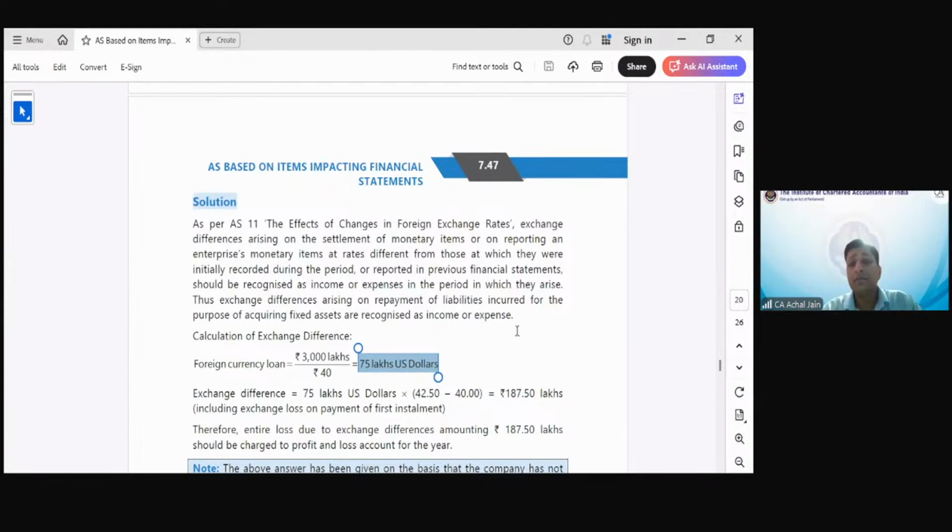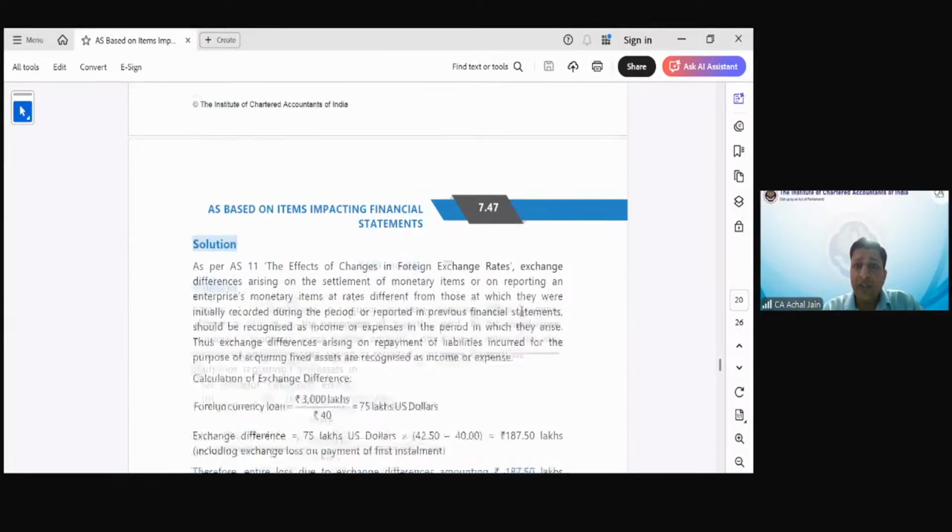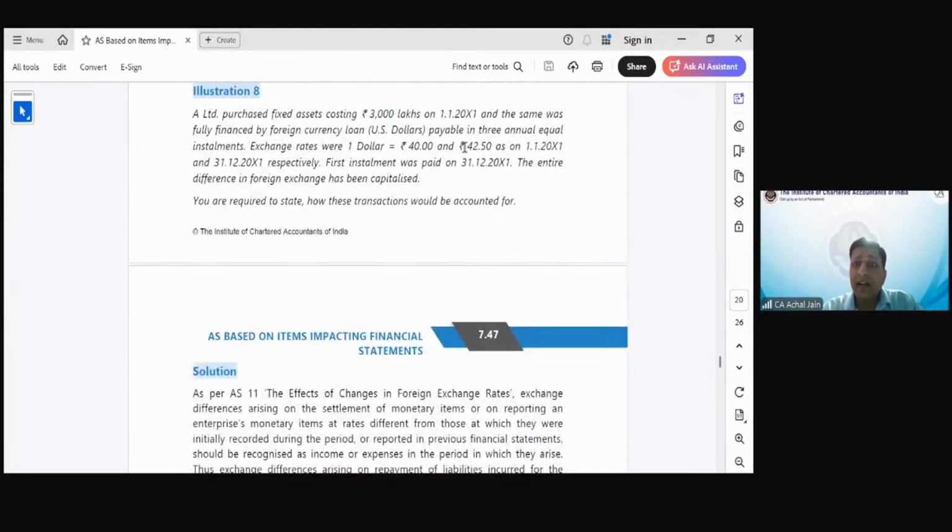Now, in relation to this 75 lakh USD, at the year end, the conversion rate has increased to 42.5. So will it lead to an increase or decrease in the liability? Great, increase. So the moment you say there will be an increase in liability, it will result into a foreign exchange loss.